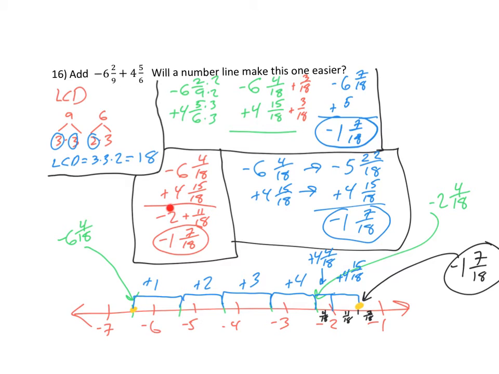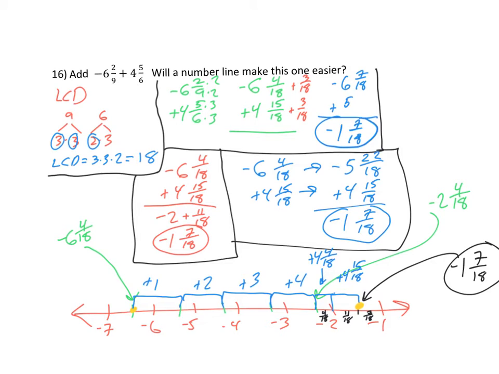So I have a negative 2 in the whole parts and a positive in the fractional part. They move in opposite directions. So if I'm taking negative 2 wholes and I'm adding 11/18 of a pile, I'm going to end up with negative 1 and 7/18 when I add those two together.